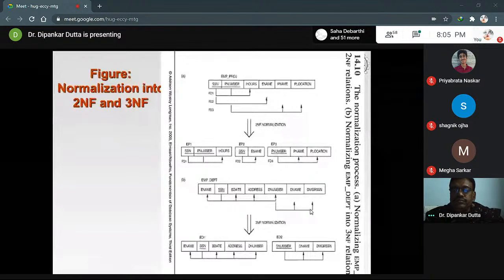Is it clear? Sir, will you explain the 3NF part again? Is it not clear to you?